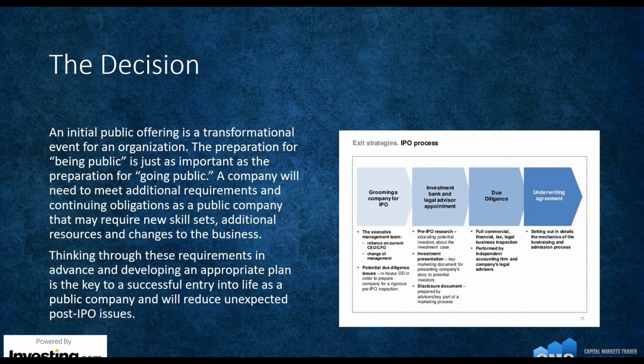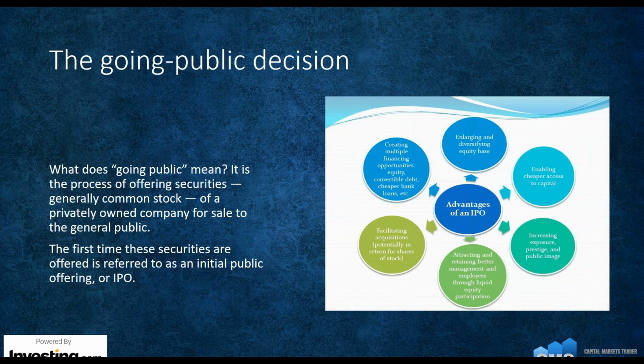You'll see a change in management structure. A lot of times you'll see changes in CEOs, changes in department heads, changes in directors, because now they're looking for the proper resumes and the proper picture to put forward in a possible IPO. Thinking through these requirements in advance and developing an appropriate plan is a key to a successful entry into life as a public company and will reduce unexpected post-IPO issues.